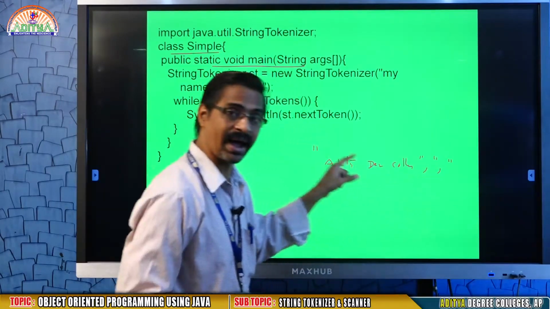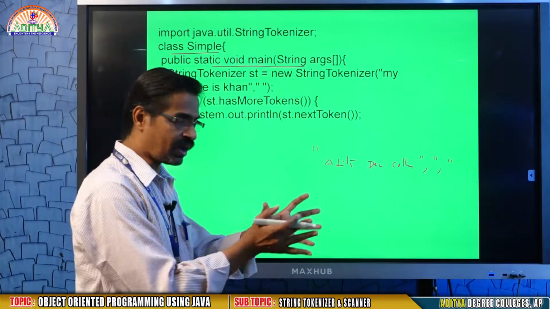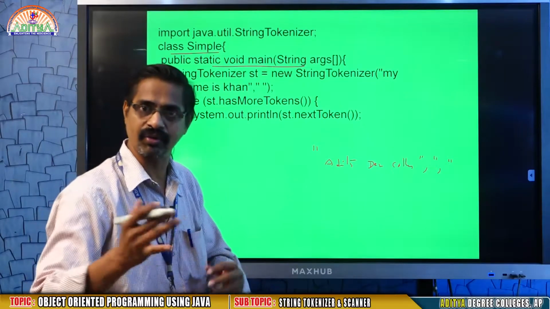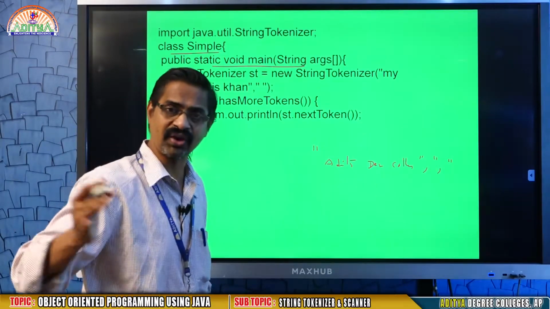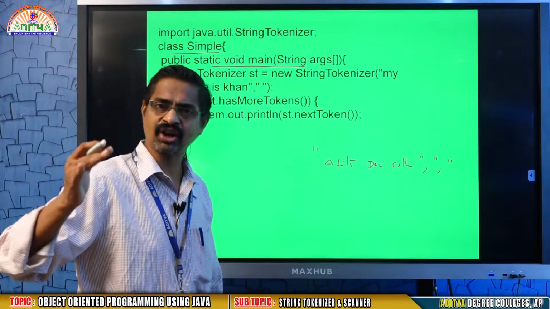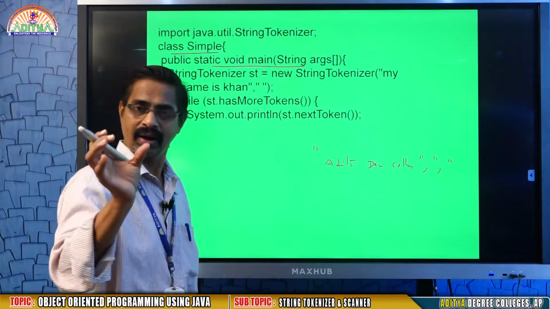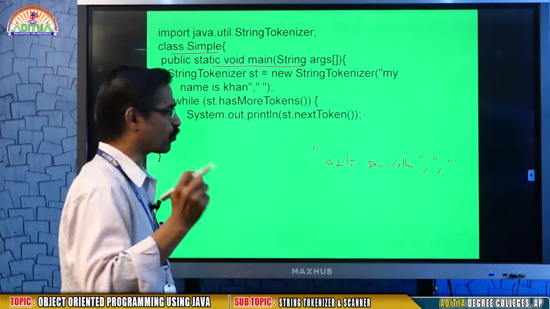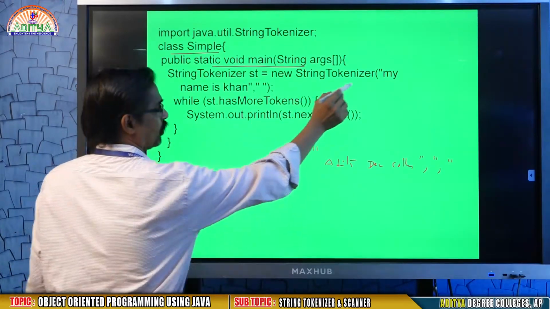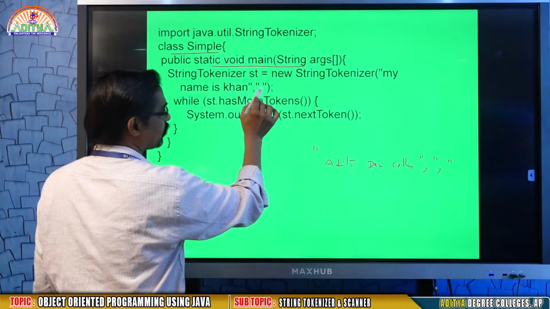Wherever the comma is encountered, before the comma it is one word, after the comma another word. It will continue this way. Wherever the comma is available, it will treat the word before it as a word and truncate that word. It takes that word. So now, for "my name is Khan", that means space.